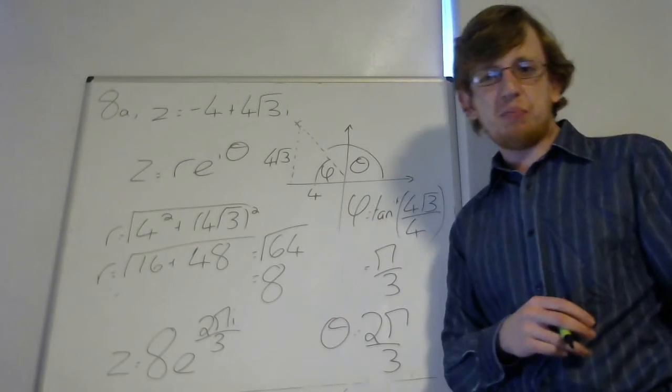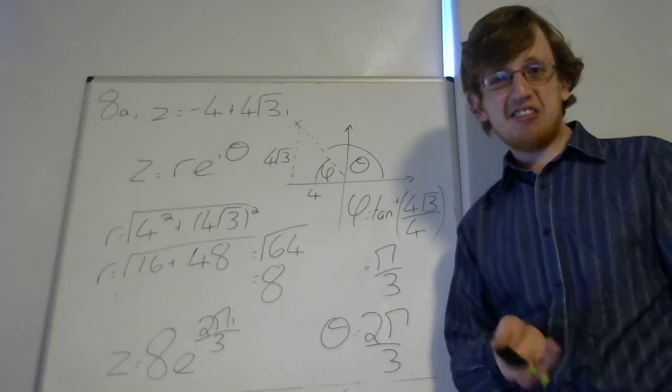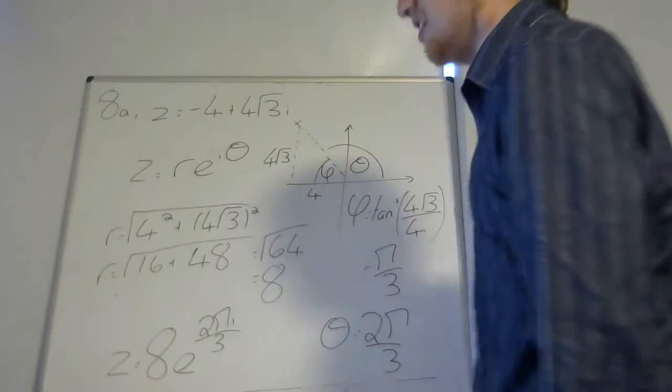Nice and simple really, wasn't it? Pythagoras and a bit of trigonometry. GCSE, really? It is once you know what complex numbers are. Right, part B.